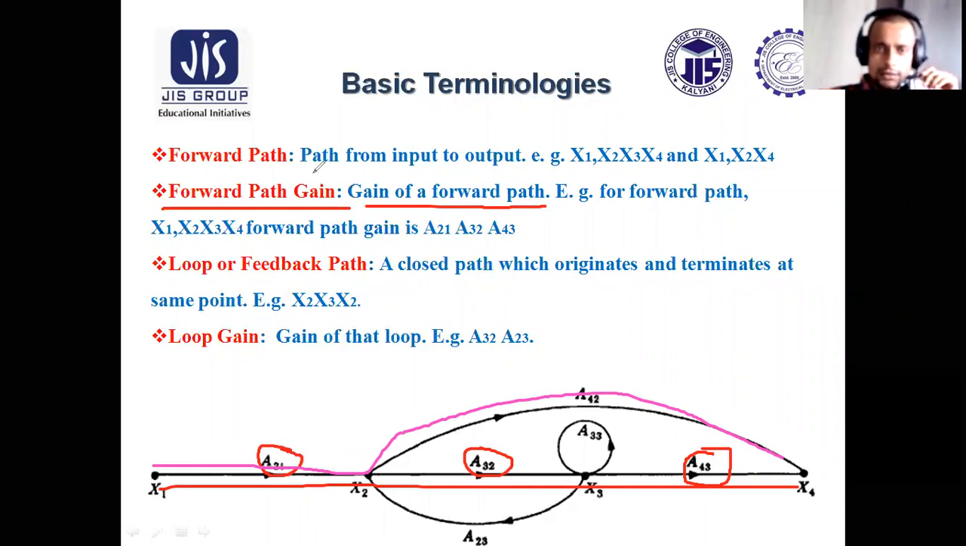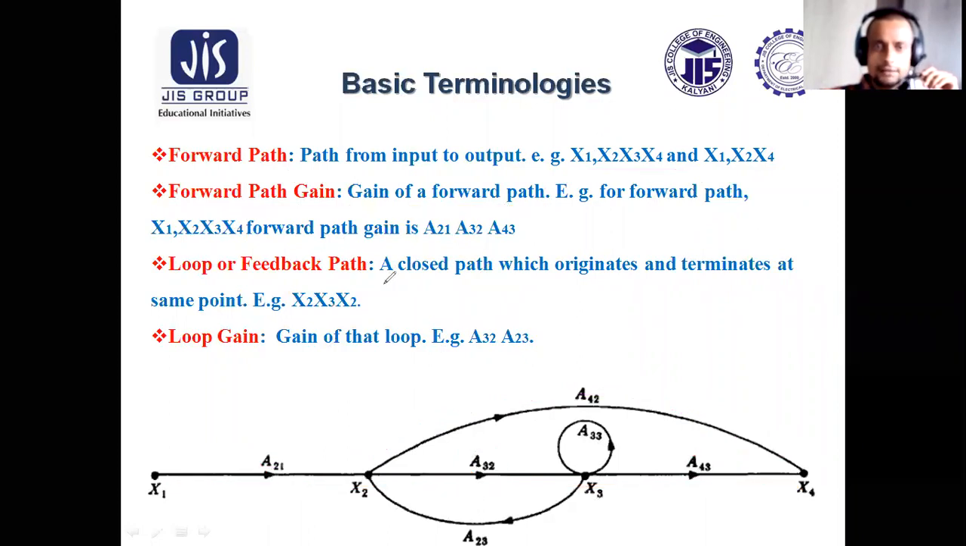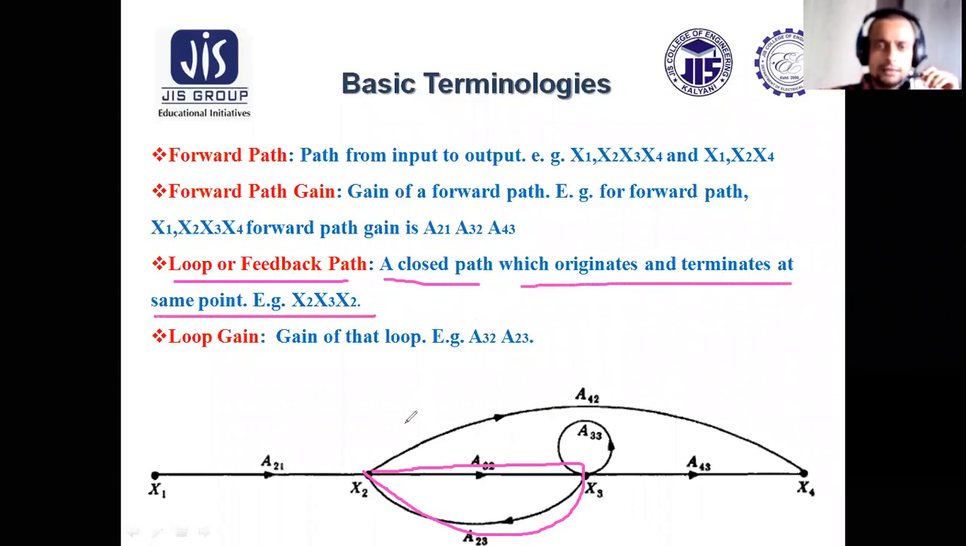So this is the difference between a forward path and a forward path gain. Forward paths are associated with nodes, whereas path gains are associated with the gain of that particular path. Next is the loop or feedback path. See here, x2, x3, again x2. This is one loop. A closed path which originates and terminates at the same point is known as a loop or feedback path.